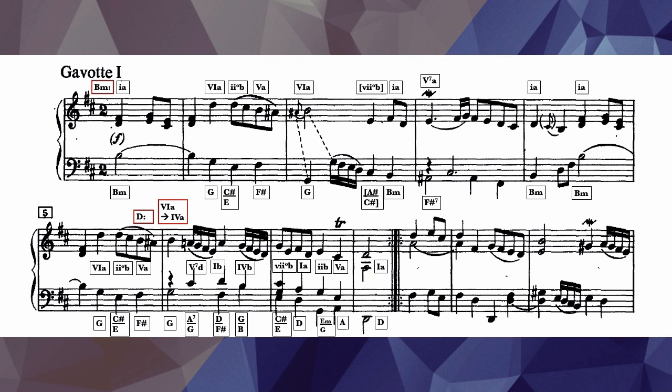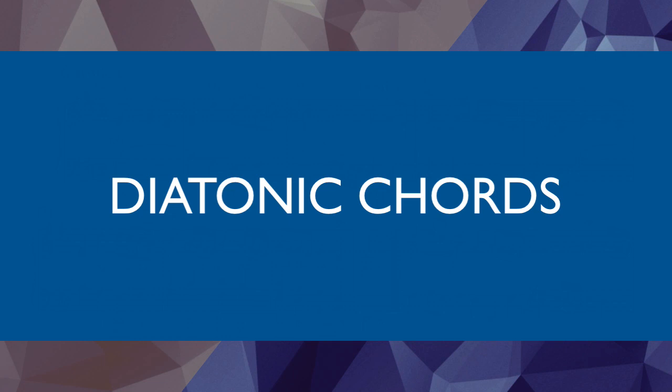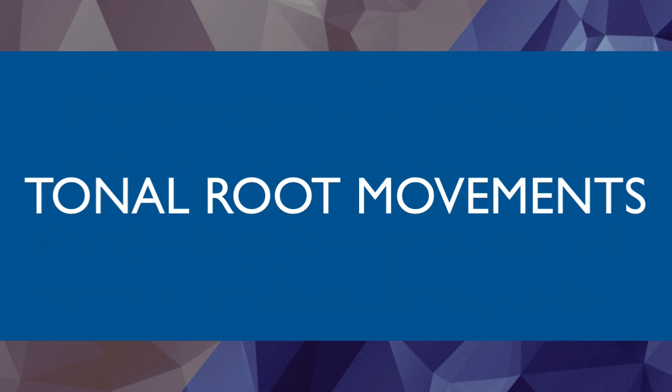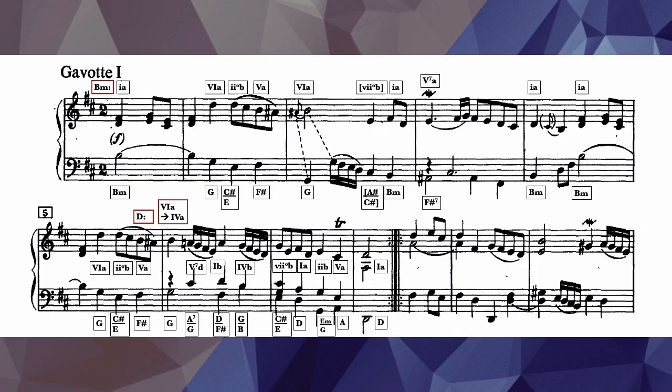Firstly, Bach sticks very much to chords diatonic to the key he is in at any given time. There's very little in the way of chromatic harmony, secondary dominants, etc. Secondly, his progressions are strongly tonal rather than modal, meaning that he avoids root movements up a third or down a second, favouring down a fifth and up a second progressions. And lastly, he uses inversions liberally to ensure that there is an active and melodically interesting bass line.